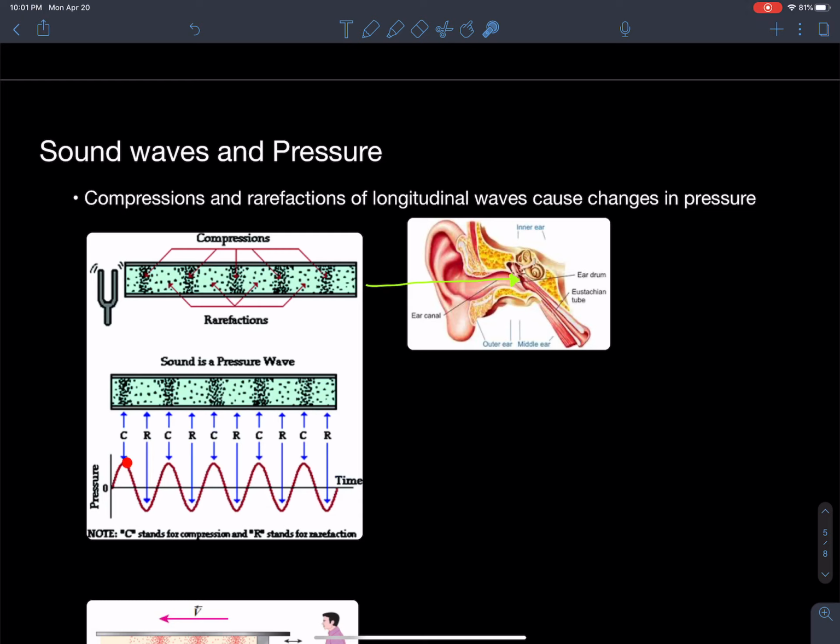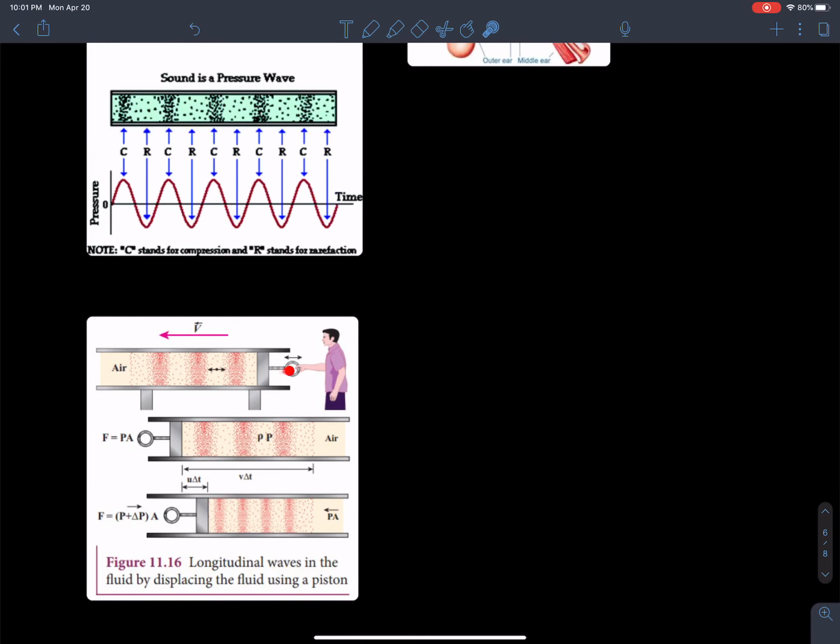High pressure means it's a compression, low pressure means it's a rarefaction, and so on and so on. So the time difference between here and here would be my period for that sound wave. Likewise, I can generate this mechanically with my hand.